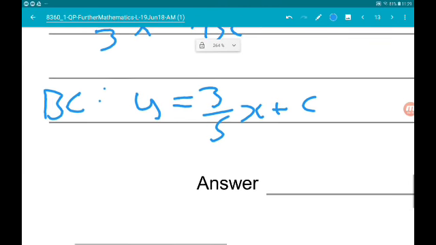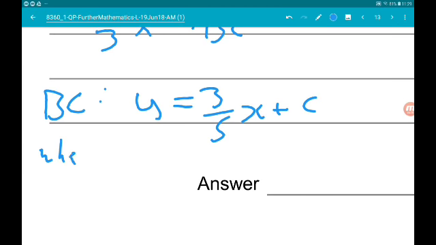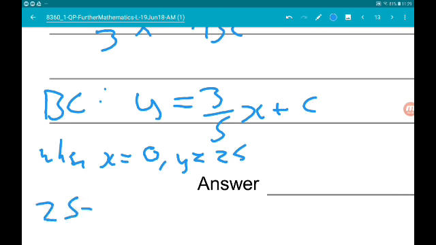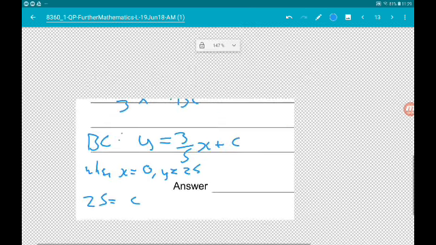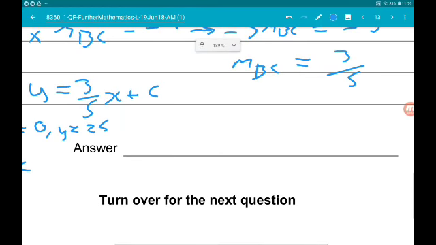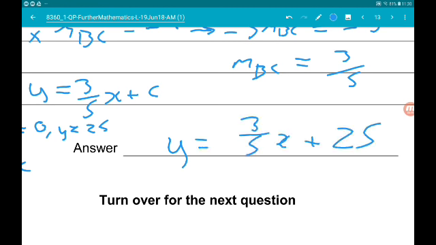So when x is 0, y is 25. So if we substitute those in, we get 25 is equal to 3/5 times 0 is 0. So 25 is c. So the equation of our line is y equals 3/5 x add 25. Cool.